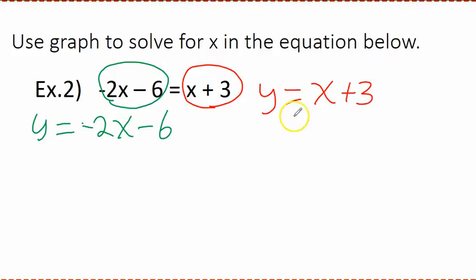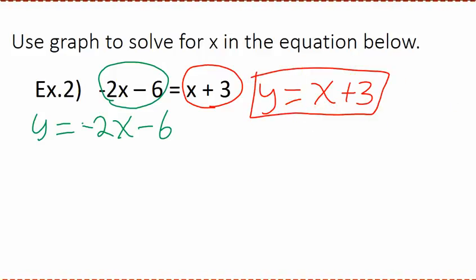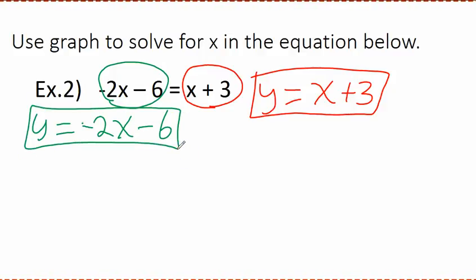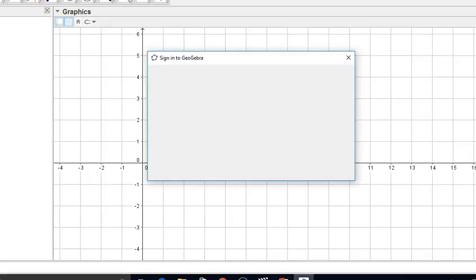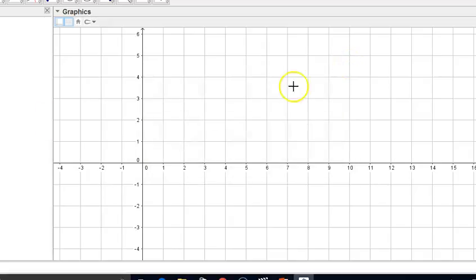Now we're going to graph these two equations and see where they intersect, where they meet, where they share the same value for x. Let me pull up GeoGebra. Okay, here is GeoGebra.